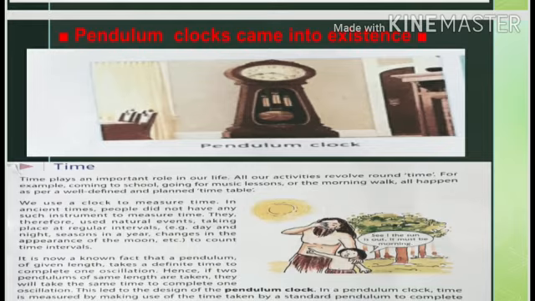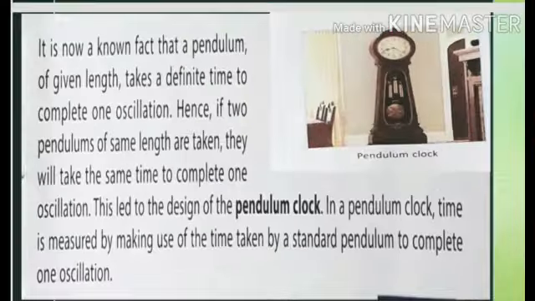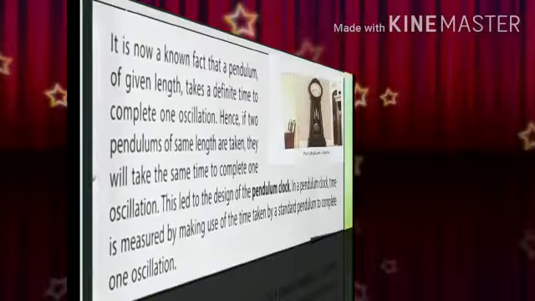On the passage of time, an important event occurred, dear student. A scientist made an observation of a lamp swinging in a stormy night. The time taken by it was equal on the left hand side and right hand side, and a new device called the pendulum came into existence. On this basis, pendulum clocks came into the market. It is now a known fact that a pendulum of given length takes a definite time to complete one oscillation.